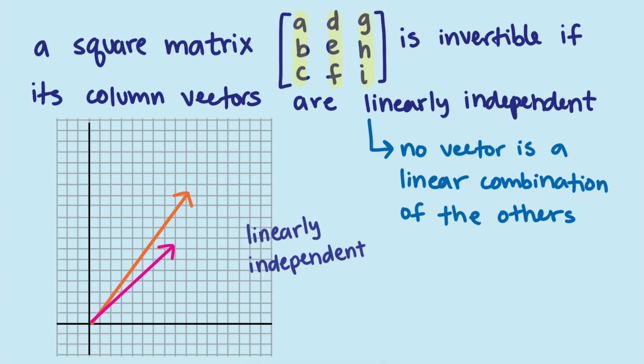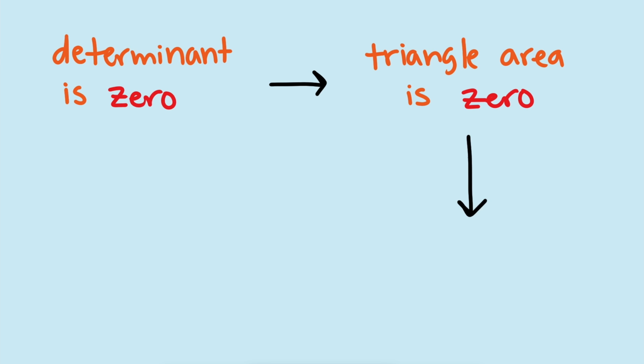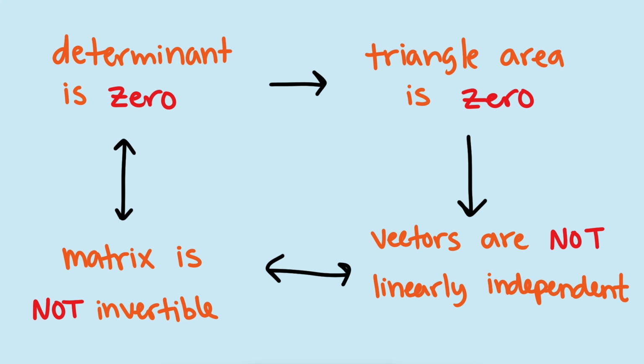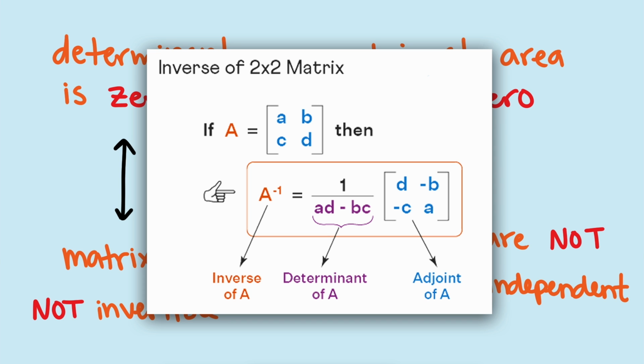If they could, they would look like this, and that would be the area of a triangle formed by these 2 vectors, which is 0. So if the determinant is 0, then the area of the triangle is 0, which means the vectors are not linearly independent, thus the matrix is not invertible. We can also see this connection algebraically from the formula for the inverse of a 2 by 2 matrix. Notice that in this formula for the inverse, the matrix will always have an inverse except when the determinant is 0.